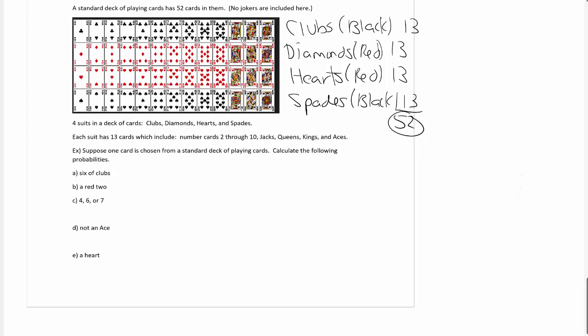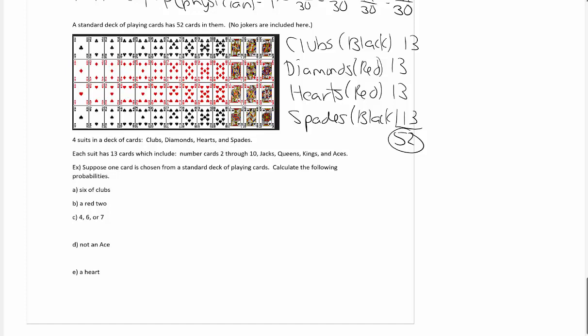Okay, so let's answer some probability questions. What's the probability of a 6 of clubs? So, writing that out. There is 1 6 of clubs, which is here, out of a total of 52 cards. All right, a red 2. Now, there's going to be 2 red 2s, the 2 of diamonds and the 2 of hearts. So that's 2 out of 52. Divide top and bottom by 2. I get 1 out of 26. Notice I changed the bottom to 52 here.